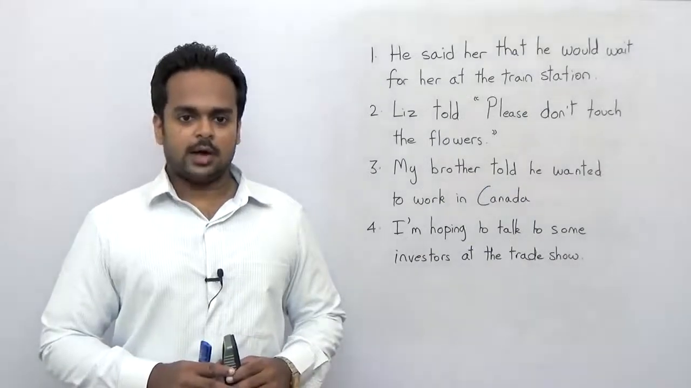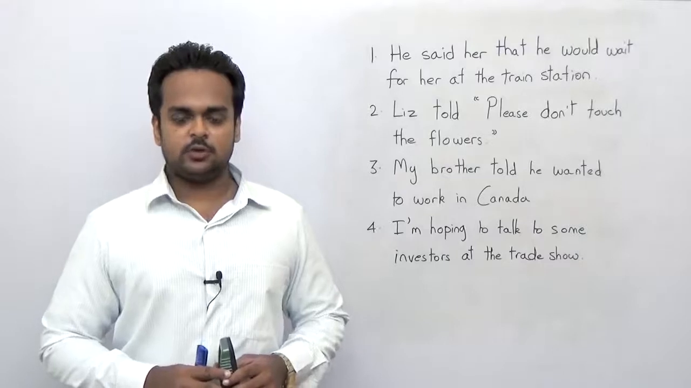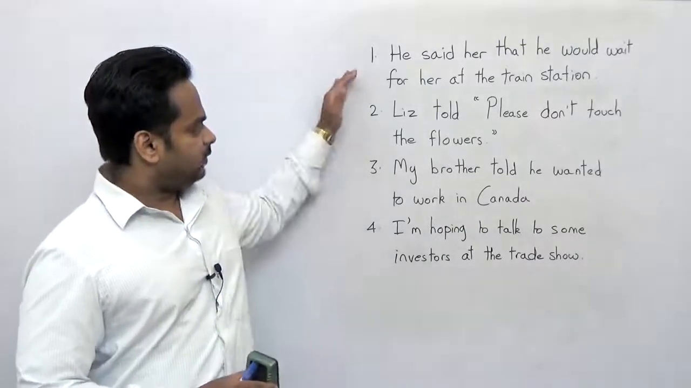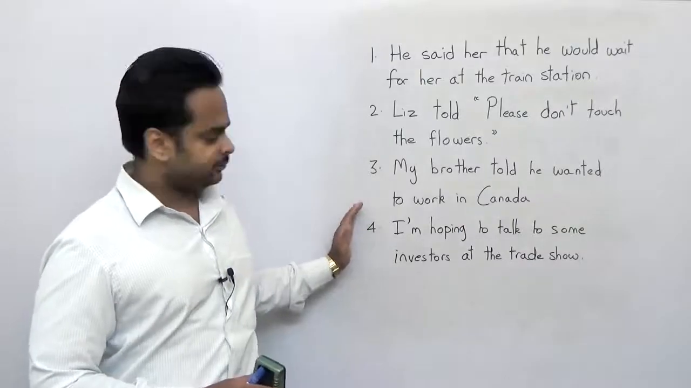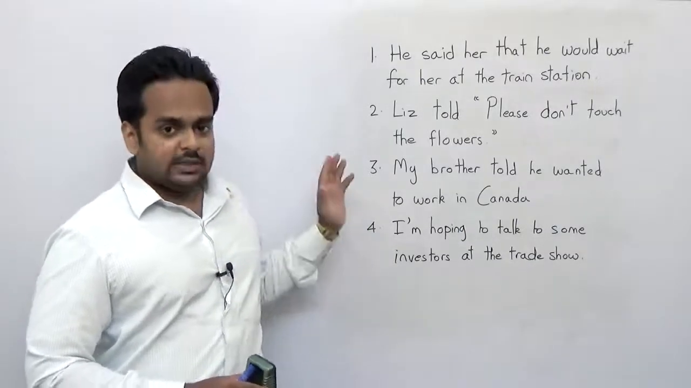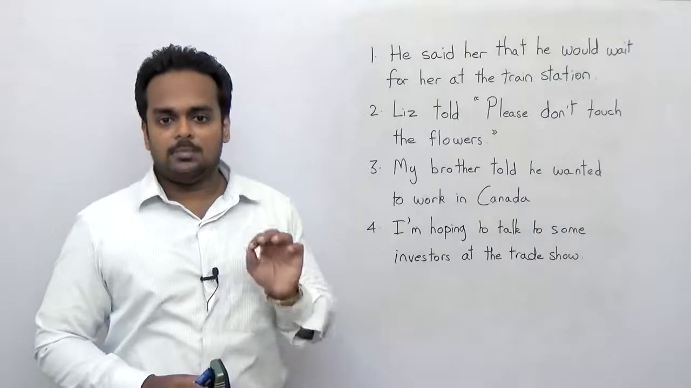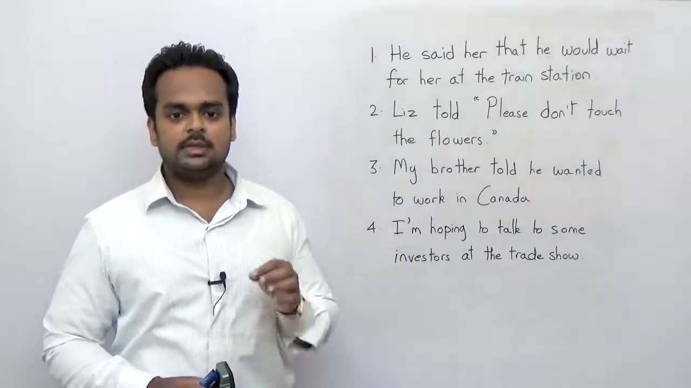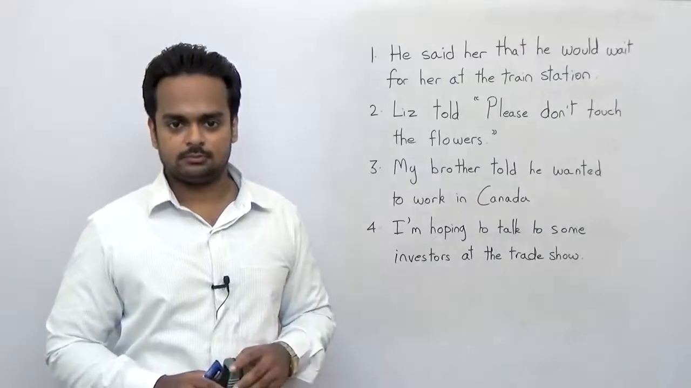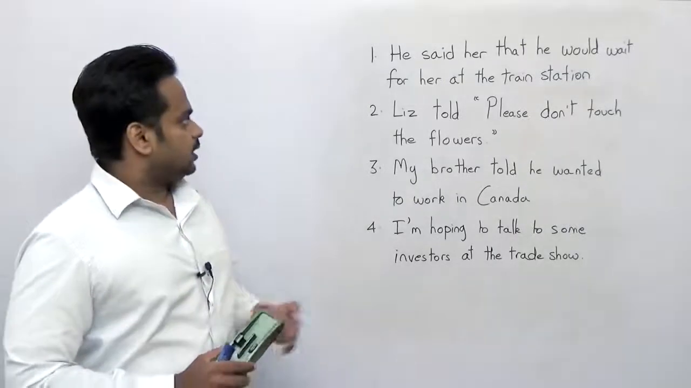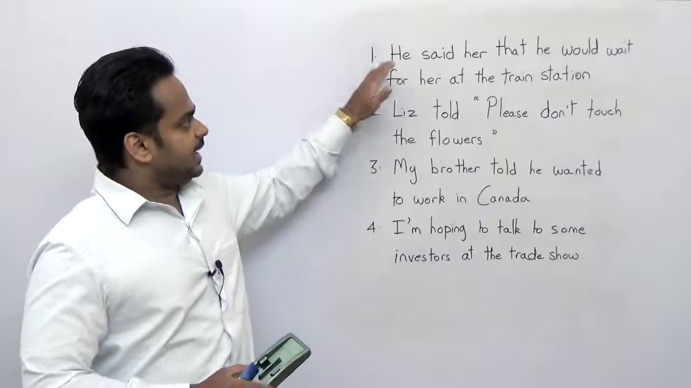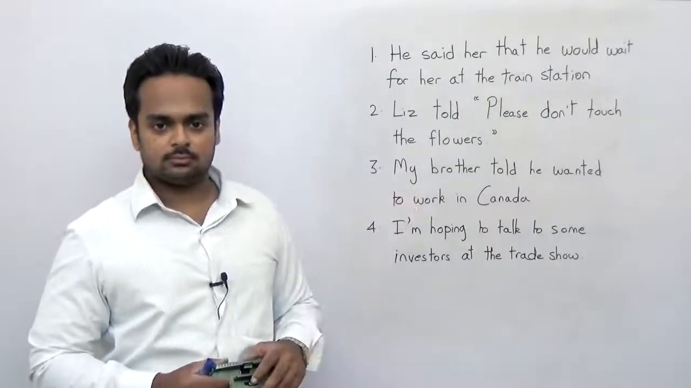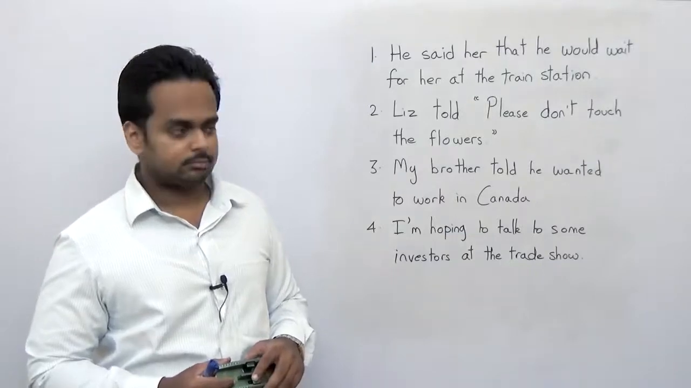All right, now it's time for a test to see if you can use these words correctly. Over here, I have 4 sentences, and all of these sentences have a mistake in them or an error. Your job is to correct the error in each sentence. Let's begin. Number 1, he said her that he would wait for her at the train station. Do you see the problem?